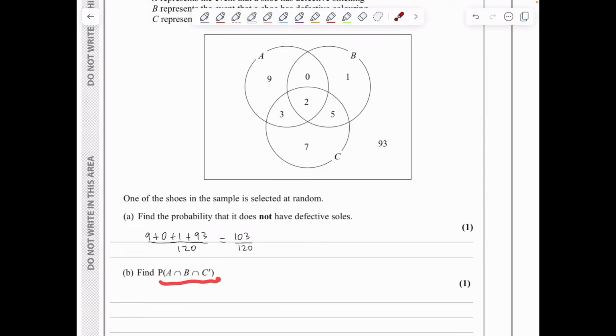In B, we need to find the probability of A intersection B intersection C dash. So we want to be in A, we want to be in B, but not in C. So it's the region here with the 0 because it's the common region between A and B, but not with C. And we can see that the answer is simply 0.